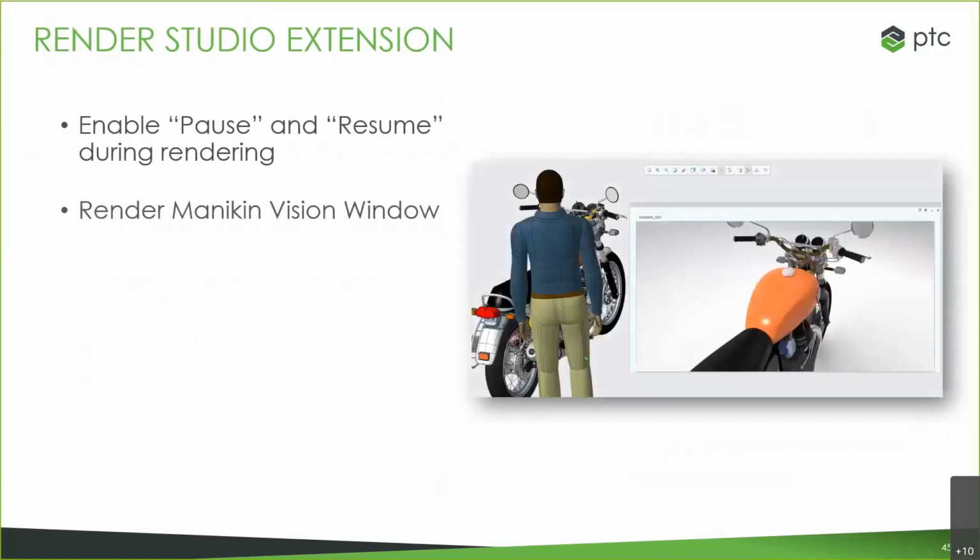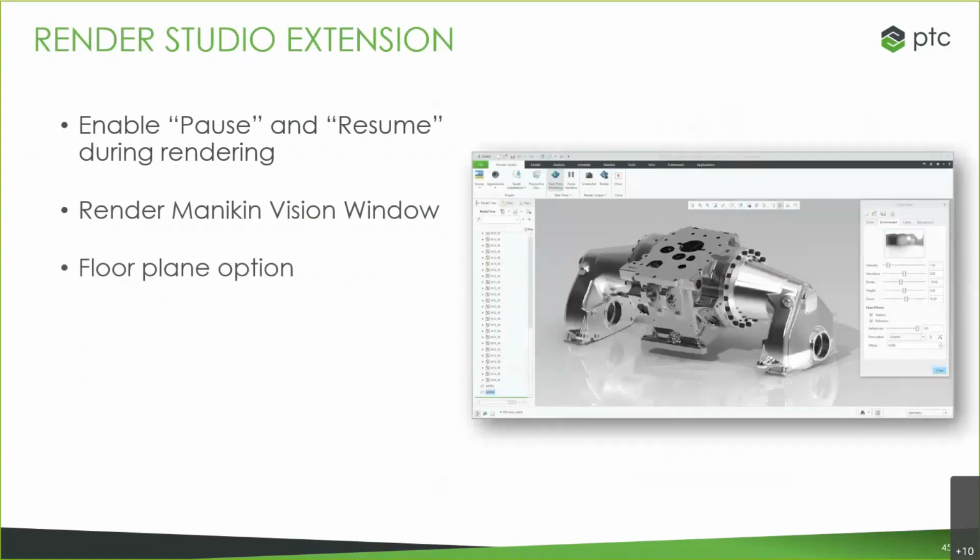You can also now render the mannequin vision window. So this is something where we're essentially taking the view of what the mannequin can see, that person, and what their eyesight is on the model. We can actually render that view to get some really nice shots around the model. We also have now the option to define a custom floor plane for the render. Allows you to flip the model, change where the shadows and the reflections are going to appear. So now you have that added level of customization with it.